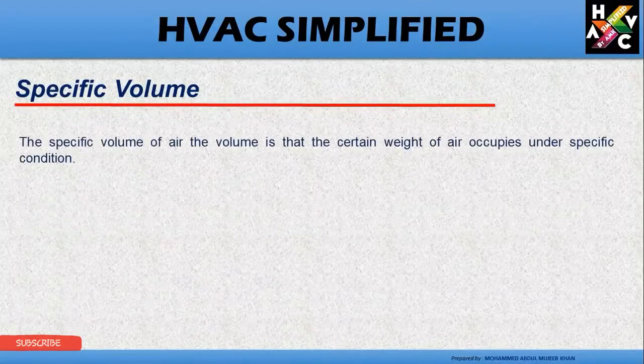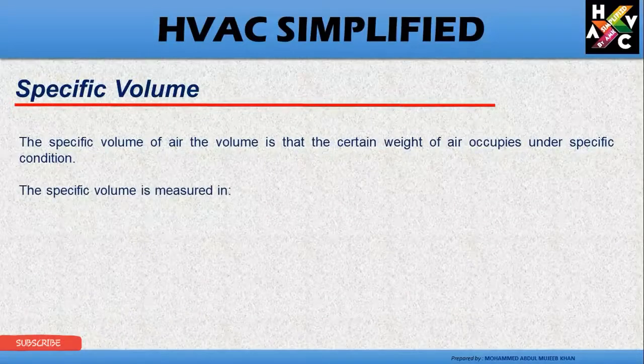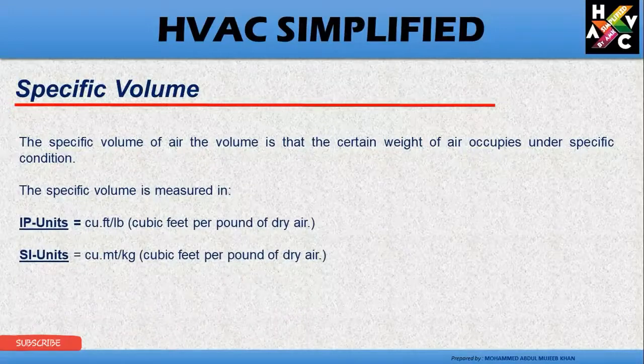Specific volume. The specific volume of air is the volume a certain weight of air occupies under specific conditions. The specific volume is measured in IP units and SI units, where in IP units it is measured in cubic feet per lb, and in SI units it is measured in cubic meter per kg. The specific volume is the volume of the air at any given temperature. So we are talking here about the dry bulb temperature. Any dry bulb temperature has its own specific volume to hold the moisture content in it.